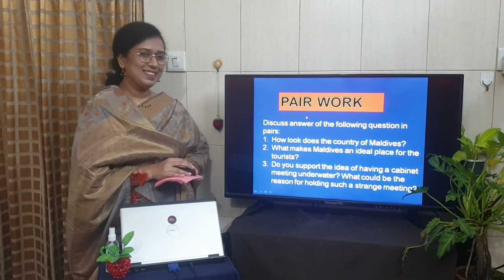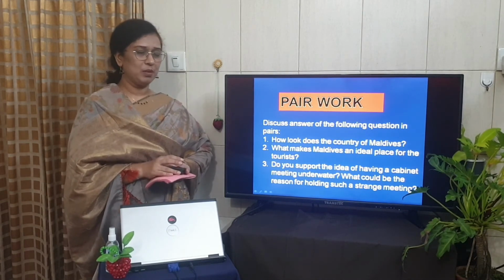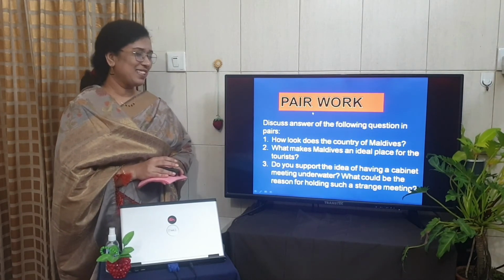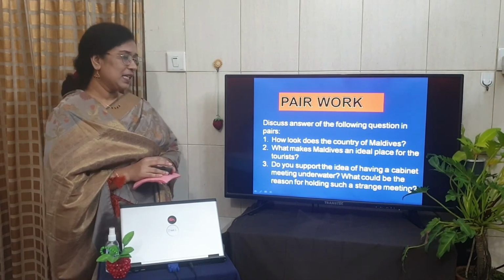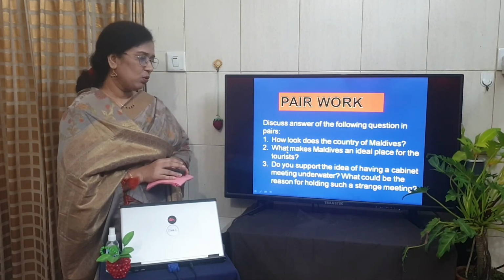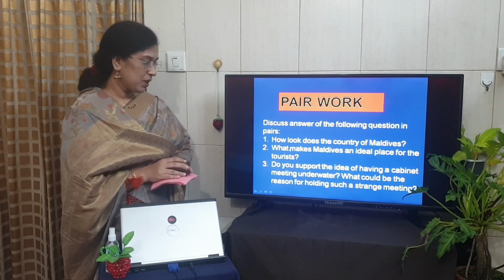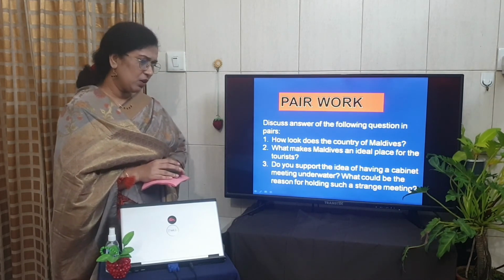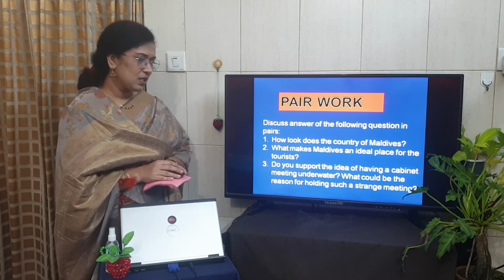Now there are some words, and this is a slide. I made it for when you are reading in a classroom. But this is a virtual, online classroom. Please work individually, not as pair work. The first one is, how does the country of Maldives look? Number 2, what makes Maldives an ideal place for the tourists? Number 3, do you support the idea of having a cabinet meeting underwater? What could be the reason for holding such a strange meeting?